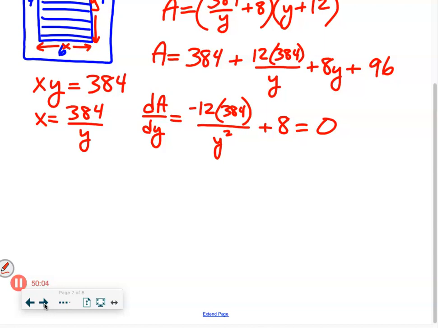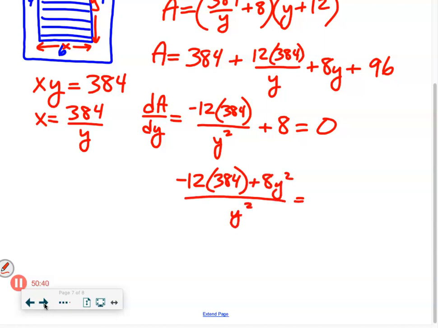Well, I know I need to find y, but in order to find y, what do I need to find first? What's my second new favorite word? My first favorite word is factor. My second favorite word, which is actually an acronym for 3 words, is what I'm going to have to find for this. LCD. I have to find an LCD. 12 times 384 plus 8y squared all over y.